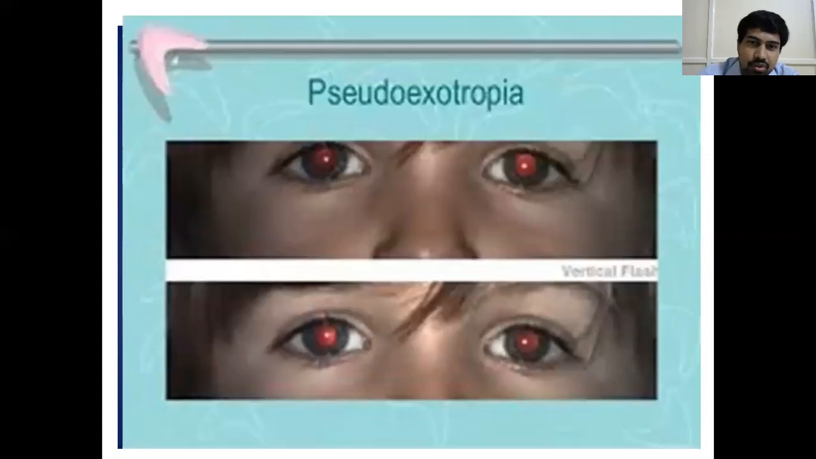The eyes appear outside because of the bony abnormality. There is a wider piece of bone which pushes both the eyes towards the periphery. That's why this is known as pseudoexotropia. So this is again a pseudoexotropia. The image is not that clear, but here you can clearly make out.